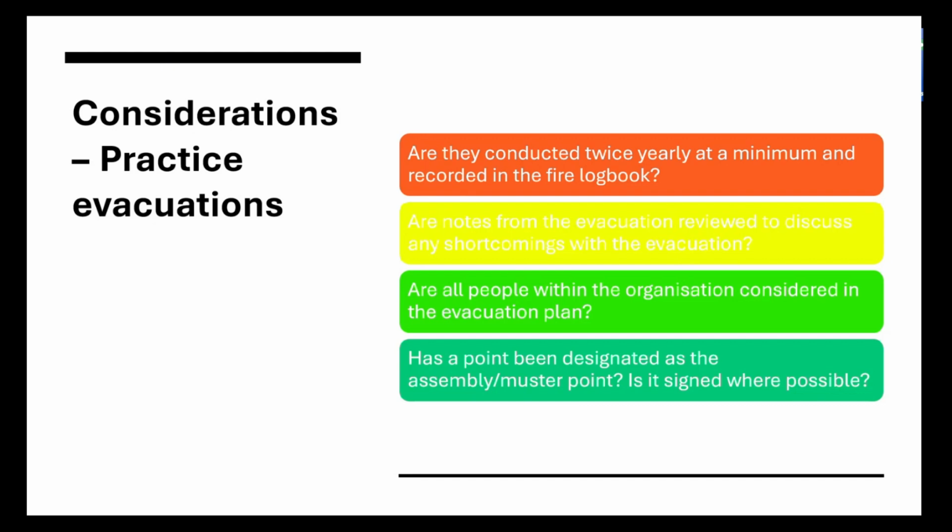So are all people within the organisation considered in the evacuation plan? If people are hard of hearing, have we got visual indicators? If people are short sighted, have poor visibility or poor sight, can we have a buddy system in place? We need to make sure wheelchair users, everybody, all have to be considered in the evacuation plan.